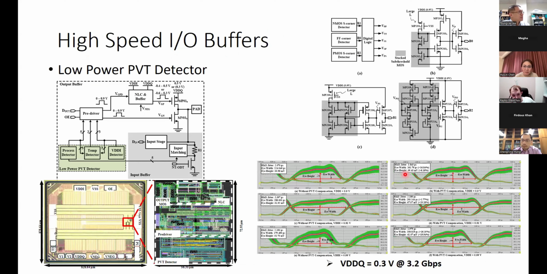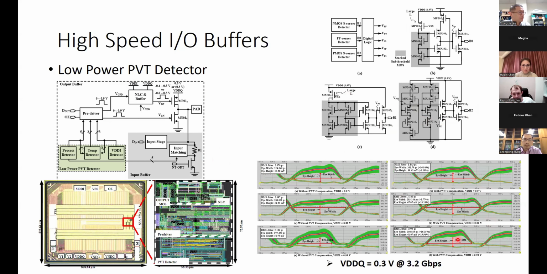And then this is another topic developed in our lab. It's the high-speed I/O buffers. So here are the circuits, and we use some compensation with a process, voltage, and temperature detector. When we detect those variations, we can use that to compensate the performance of the circuit. So this is the measurement result, the eye diagram. The eye diagram from different chips and different temperatures all meets our requirements.